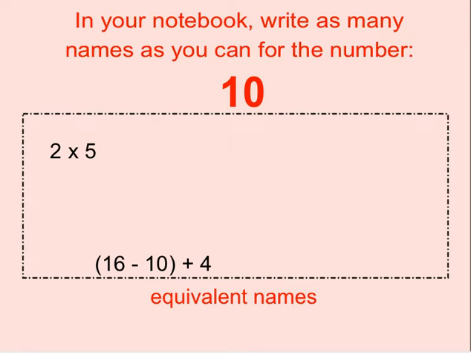We're going to begin with the number 10. So in your notebook, you are going to write the number 10 and you are going to create as many different names as you can for that number 10. I have given you a couple of examples. 2 times 5, which is 10. 16 subtract 10 plus 4 is 10 because you do what's in the parentheses first. So 16 subtract 10 is 6 and then add 4, which is 10.